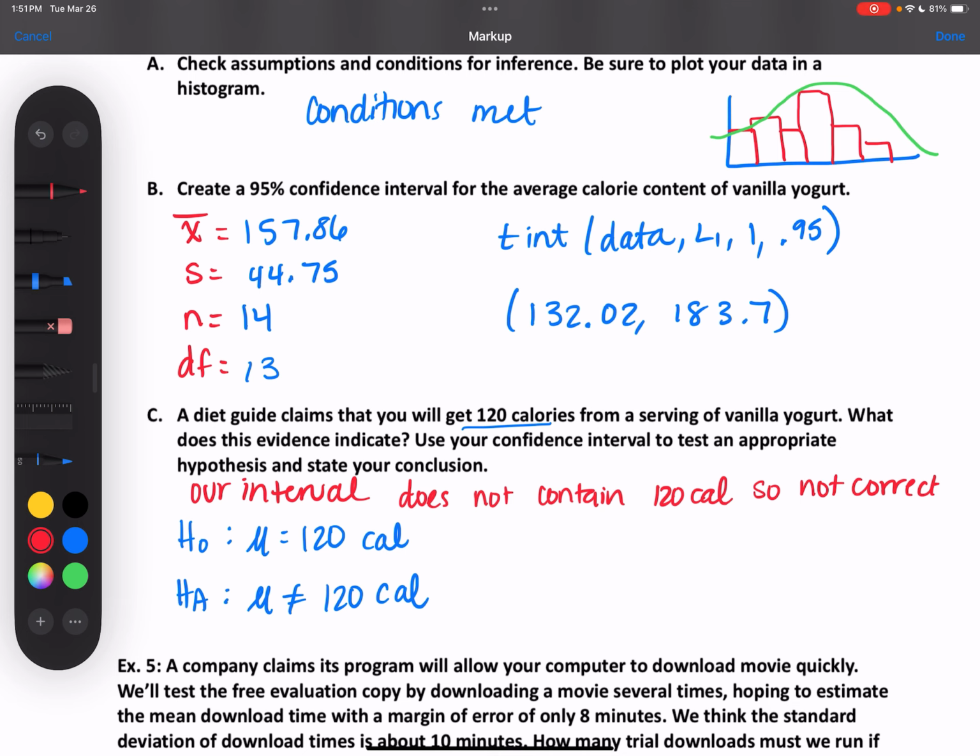So do we reject or fail to reject? We reject. Yep. Based on the interval, we reject the null hypothesis, because the estimate is too low.